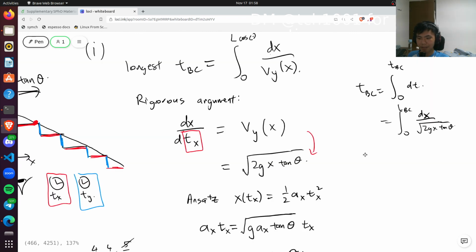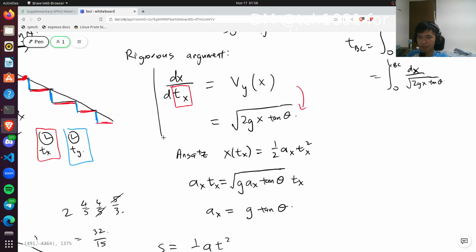So what I mean is that if we look at this differential equation, with dx over dtx to be specific, it is equal to this thing. You see there's x on the right hand side, so this is a differential equation, and we are actually very familiar with it. You might not see it, but this is the constant acceleration differential equation. If I put in an ansatz, it'll be very obvious.